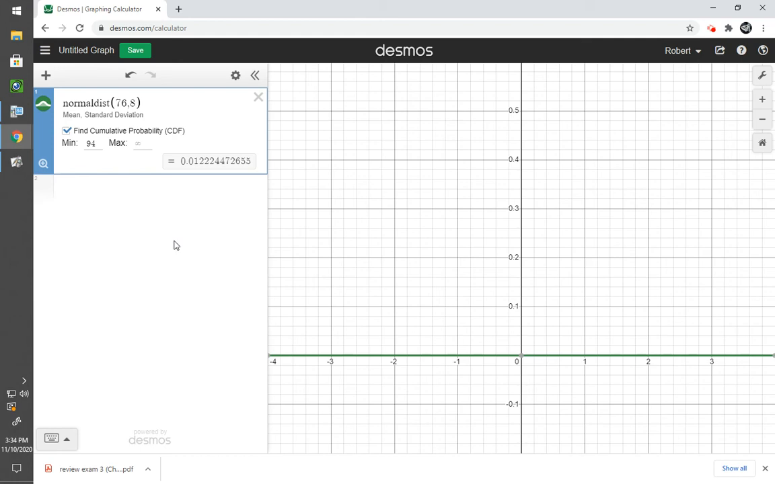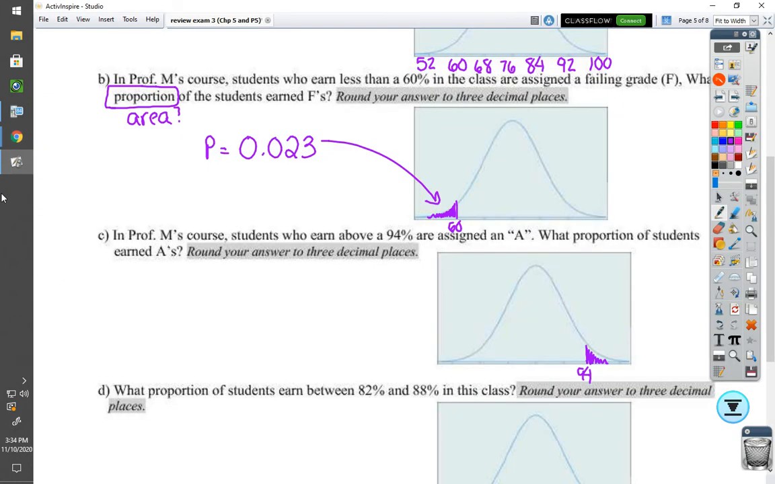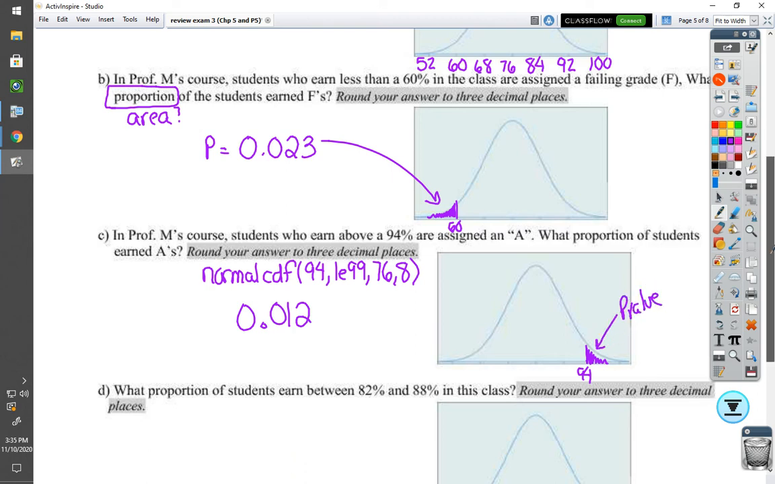If I'm using a TI-84, I'm taking the area up to the right-hand side by making the minimum 94. I'll write that down. I would do a normal CDF: 94, comma, 1 E99, comma, 76, comma, and an 8. And the solution for that would be 0.012. That's this area right here. That's a p-value, is really what that is.